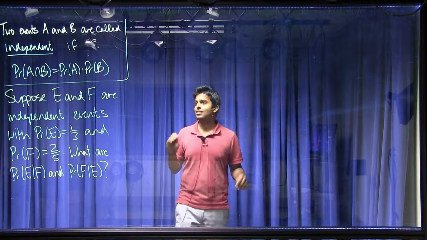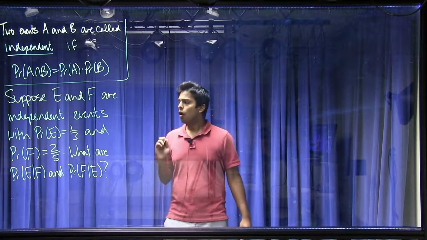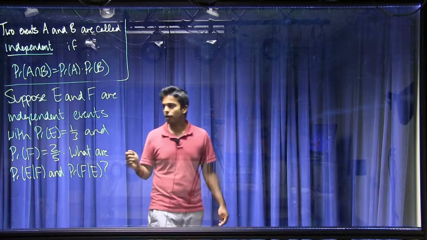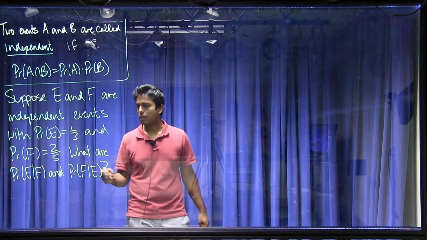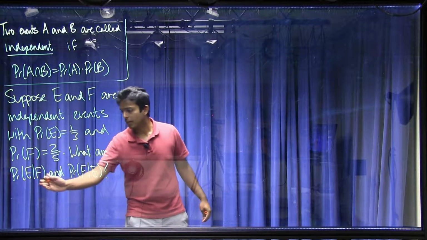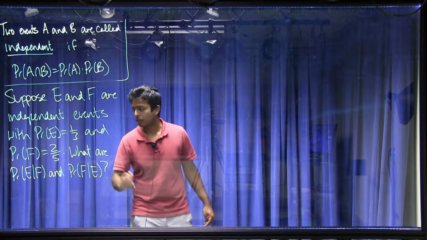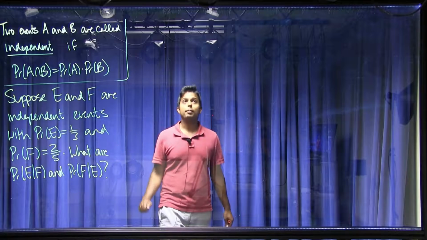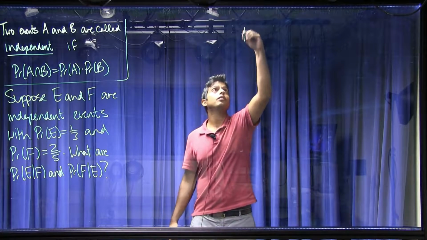Alright, so we have two events, E and F, and we know they're independent. Also, we know the probability of E is 1/3 and the probability of F is 2/5. We need to figure out two conditional probabilities. First, the probability of E given F, and then the probability of F given E. Alright, so let's do the probability of E given F first.